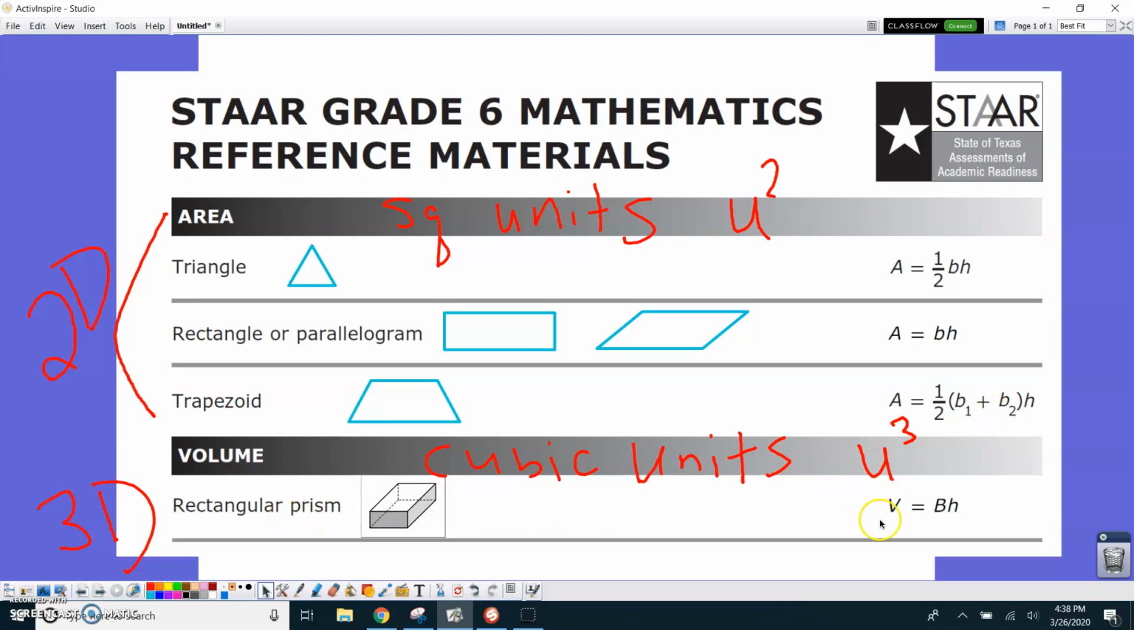Rectangular prism, volume is represented with a V, and a capital B stands for the area of the base. So in order to find the area of the base, you're going to use base times height. So if you notice, this is a capital B that stands for the area of the base multiplied by the height. So again, there will be separate videos on how to calculate the actual areas and volumes of various shapes, but I will do an individual video for each shape for you.